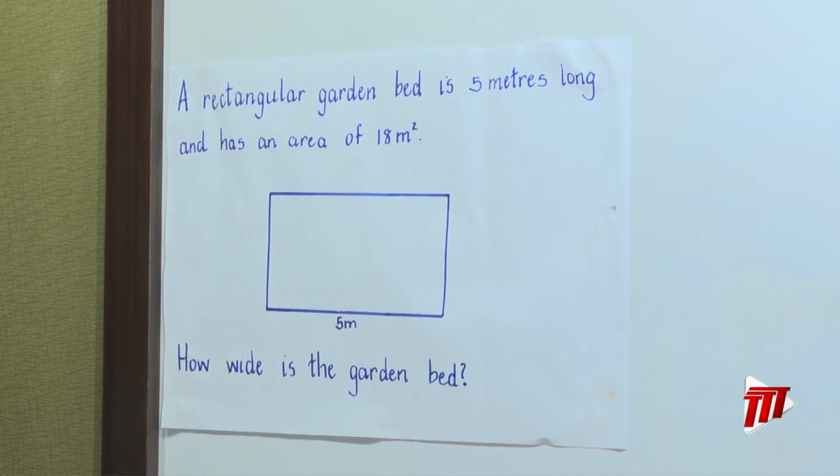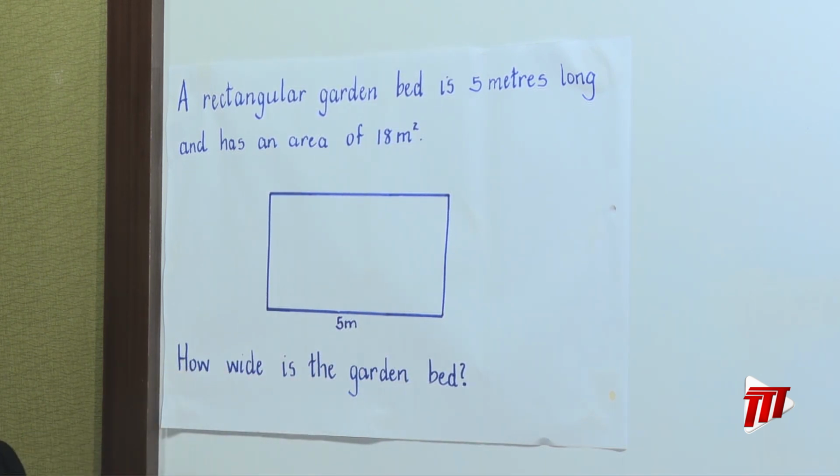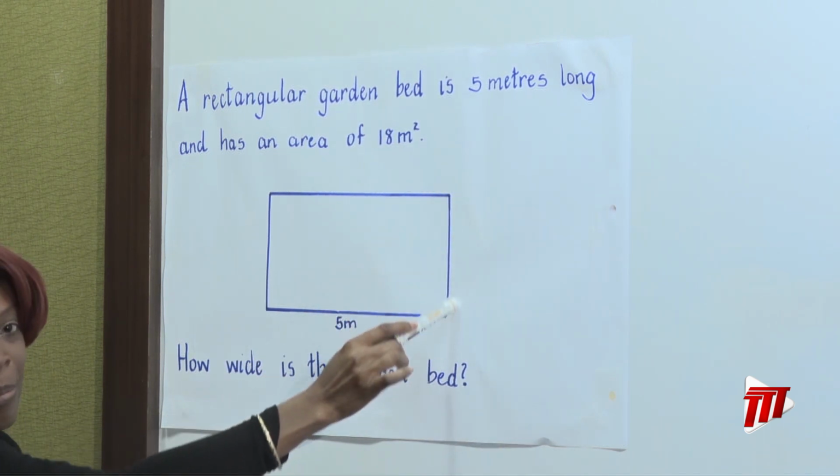What information is given? We are given the area, which is 18 meters squared. What else is given? The length. The length is 5 meters. What do we have to find? We have to find the width or the breadth.